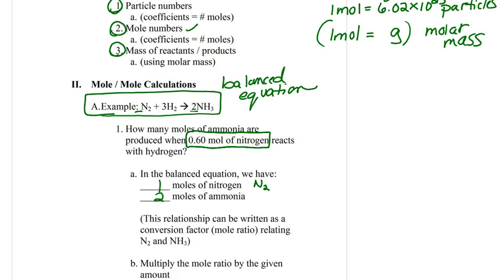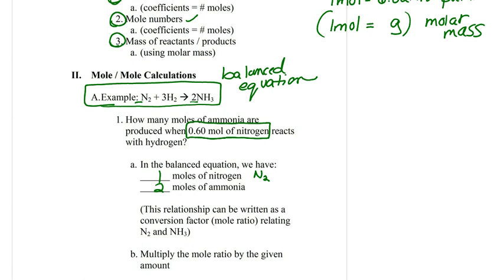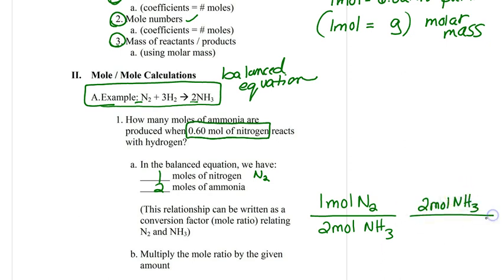So this relationship can be written as a conversion factor or a mole ratio. So for example, when you compare nitrogen and ammonia, whenever I have 1 mole of nitrogen gas, I can then make 2 moles of ammonia. And this, by the way, is equal to flipping it in the other direction too. So I can also write it as whenever I have 2 moles of ammonia, that is because I had to use 1 mole of nitrogen.